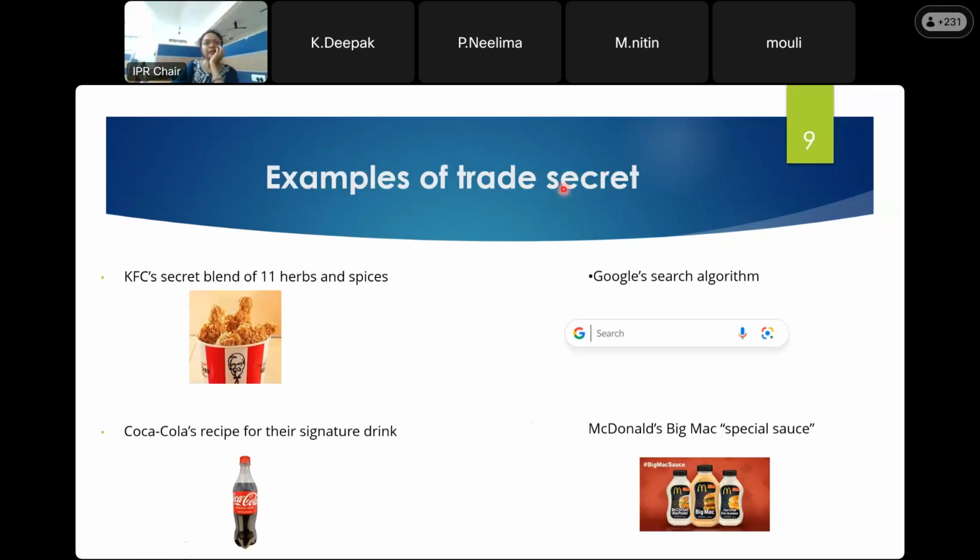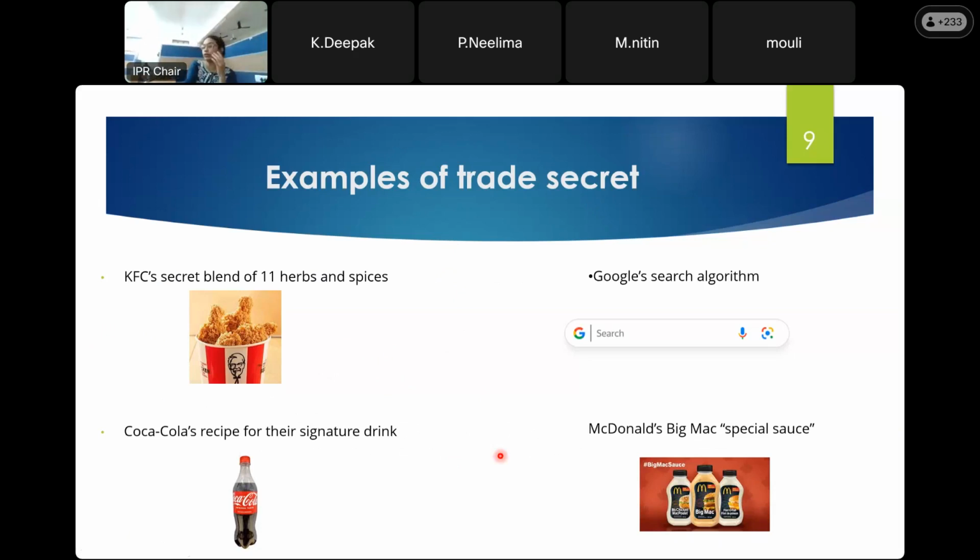Examples of trade secrets are KFC. You guys know about KFC chicken. The blend of the herbs and spices that they use to marinate that chicken is a secret. Nobody knows about it. They keep it secret. That's why they are able to sell it. If you knew about it, you would be able to make the same thing at your home. Then you wouldn't go to KFC for eating that anymore.